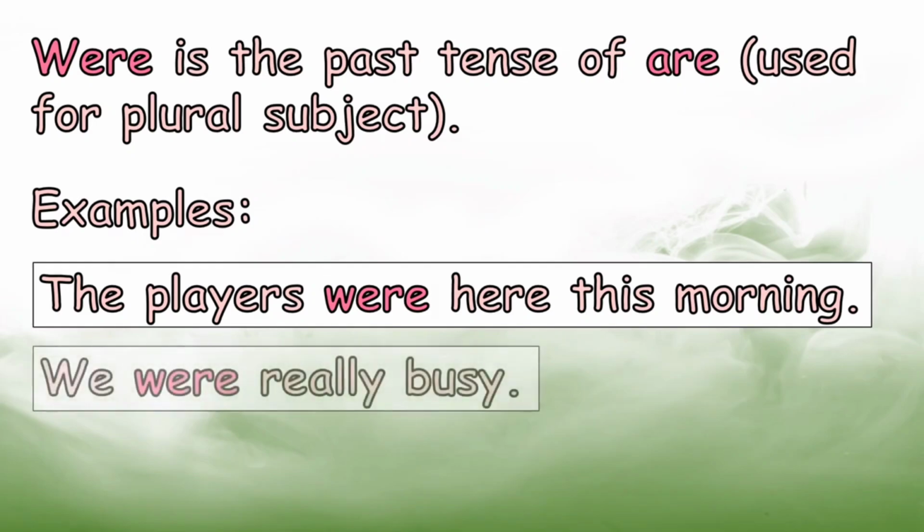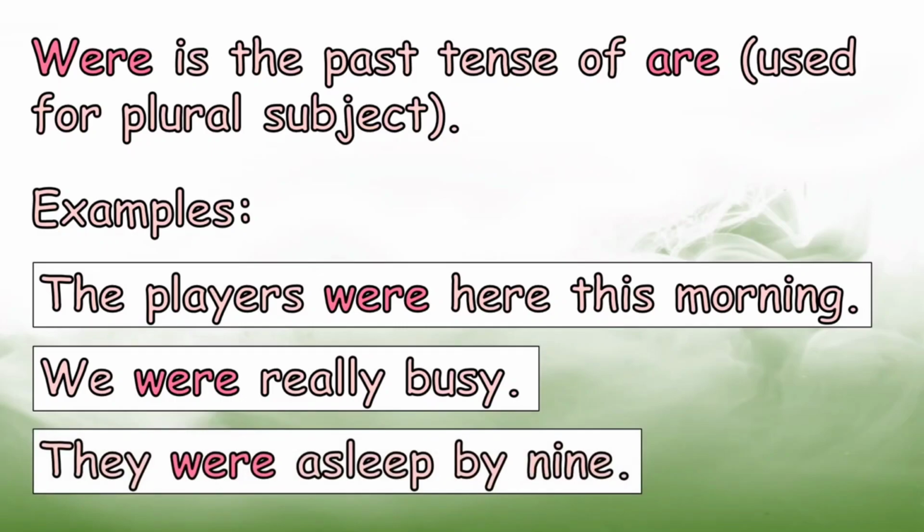Next, we were really busy. What is the subject in the sentence? Yes, we. We is a plural pronoun and it is the subject in this sentence. So we are going to use were. We were really busy.